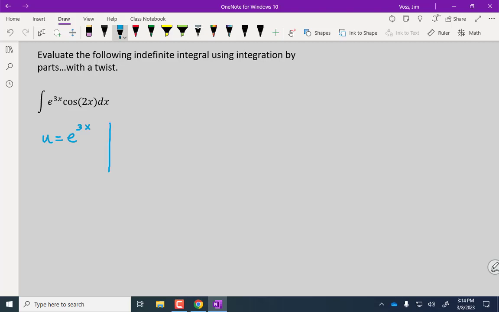All right, so with a twist, when you have an exponential and a sine or cosine, it doesn't matter which one you put with u and which one you put with dv. It's not going to matter. So let's go through this very carefully, make sure that we see all the steps. All right.